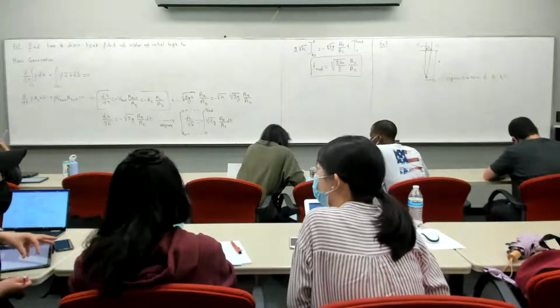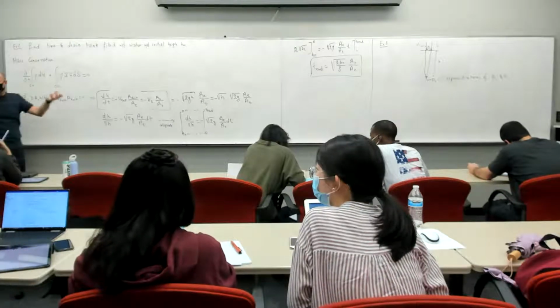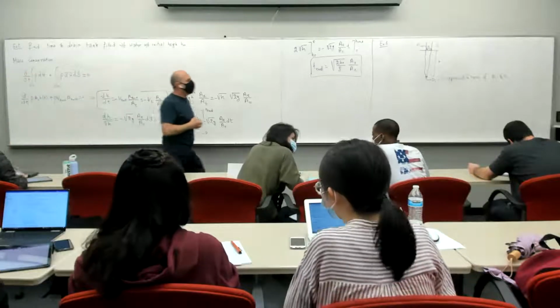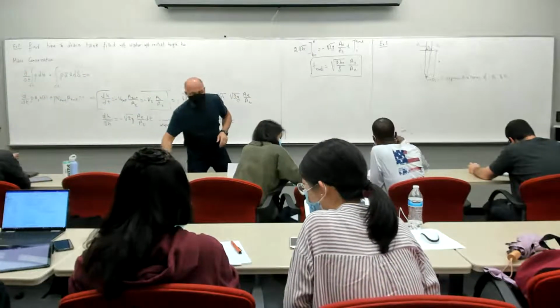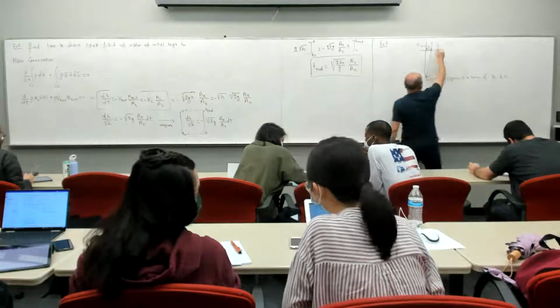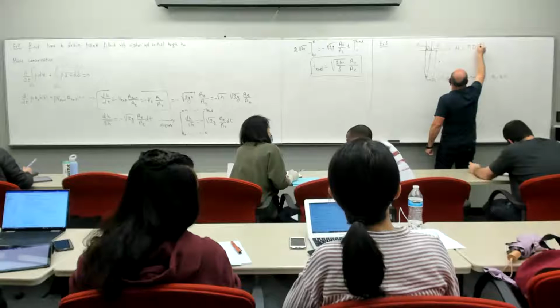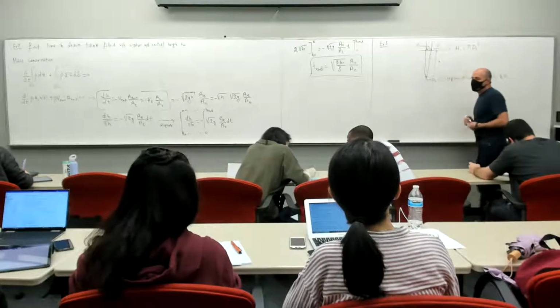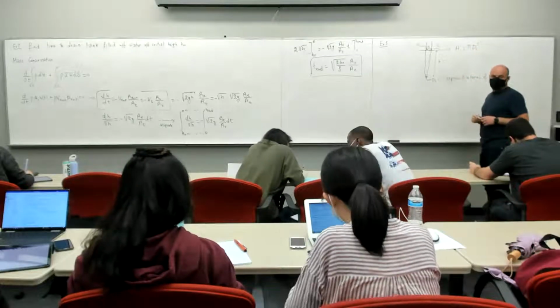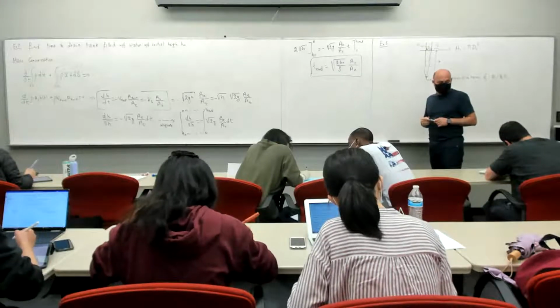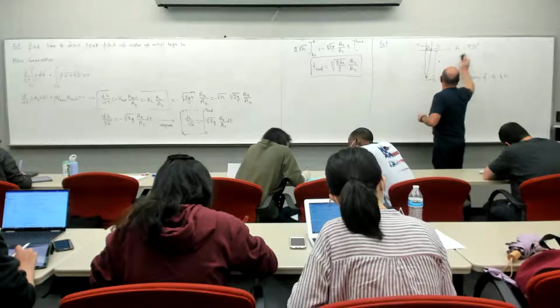Yeah, so assume the area is cylindrical. Okay, so diameter d1. So A1 is pi d1 squared. Okay, area A1.